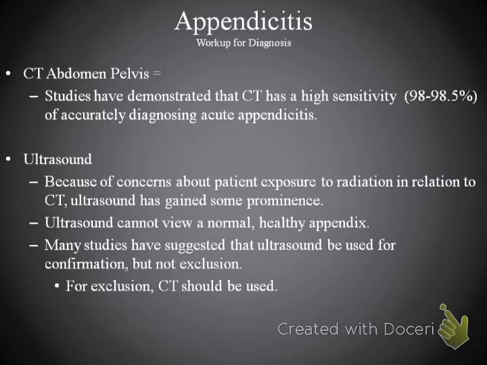And so that brings us to ultrasound. Because of concerns about patient exposure to radiation in relation to CT, ultrasound has gained some prominence. Ultrasound cannot view a normal, healthy appendix. So typically if you have a normal, healthy appendix, you won't be able to find it on ultrasound. Many studies have suggested that ultrasound be used for confirmation, but not exclusion. So what physicians are gravitating towards now is ordering an abdomen pelvis CT, and then once it's confirmed on CT, ordering an ultrasound to confirm the confirmation on CT.